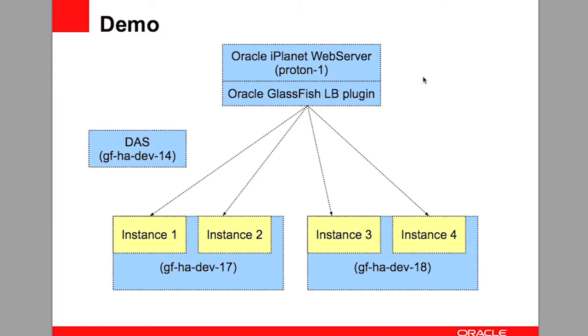I am now going to demonstrate how to deploy and access an HA-enabled web application. For this, I'm going to use a 4-instance cluster with Oracle iPlanet Load Balancer. To demonstrate the smart failover feature, I'm going to use the Oracle GlassFish LB plugin. Let's start with the installation of the Load Balancer plugin. I have a VNC session already running on this machine, Proton 1, where we are going to run the Oracle iPlanet web server and the Oracle GlassFish LB plugin.